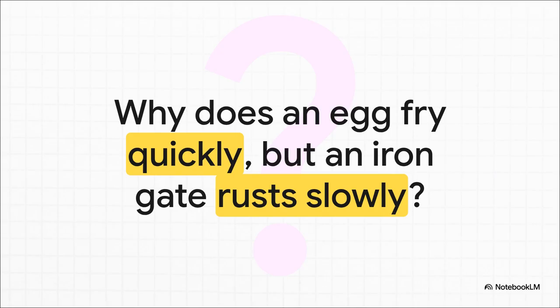You crack an egg on a hot pan and boom, breakfast is ready in minutes. But that old iron gate outside, it can take years to get properly rusty. They're both just chemical reactions, so what gives? What's the big difference here?